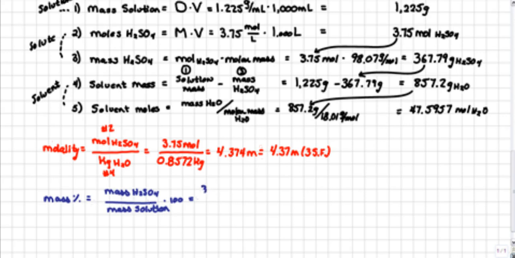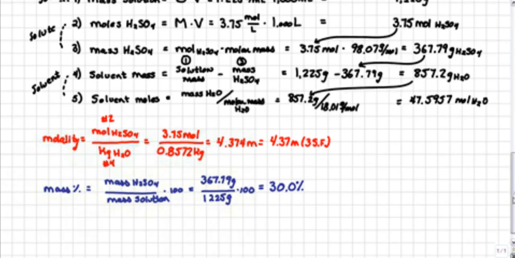Taking the numbers that we have, 367.79 grams of sulfuric acid, and the total solution mass from step 1 was 1,225. Multiplying by 100 and rounding off to 3 significant figures, we find that this is a 30.0% by mass solution with 3 significant figures. In other words, by mass, 30% of this solution that we're looking at, 30% of its mass is due entirely to the sulfuric acid. The remaining 70% is the weight of the water. All right, 2 down, 1 to go.